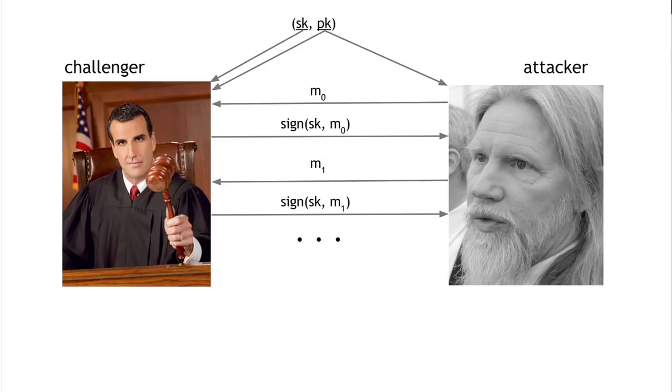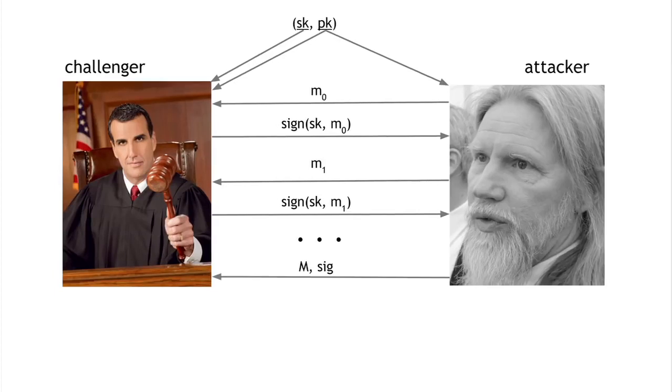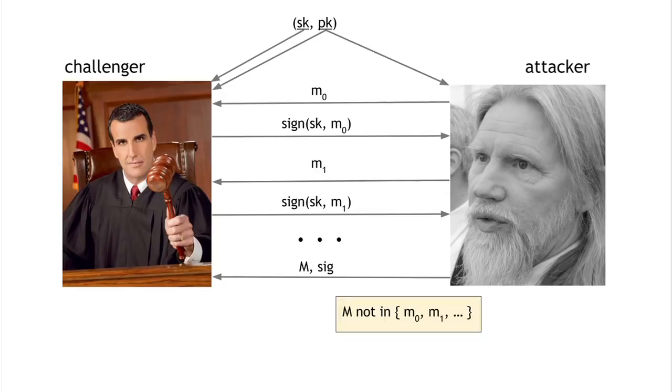Once the attacker is satisfied that he's seen enough signatures, and we're going to let him see only a plausible number, then he's going to pick some message M that he wants to forge a signature on, and he's going to try to forge a signature. And of course, there's a rule that says that this M isn't one of the messages that he's already seen, because it would be really easy for him to send over a valid signature on M0. I mean, we sent him a valid signature on M0 earlier.